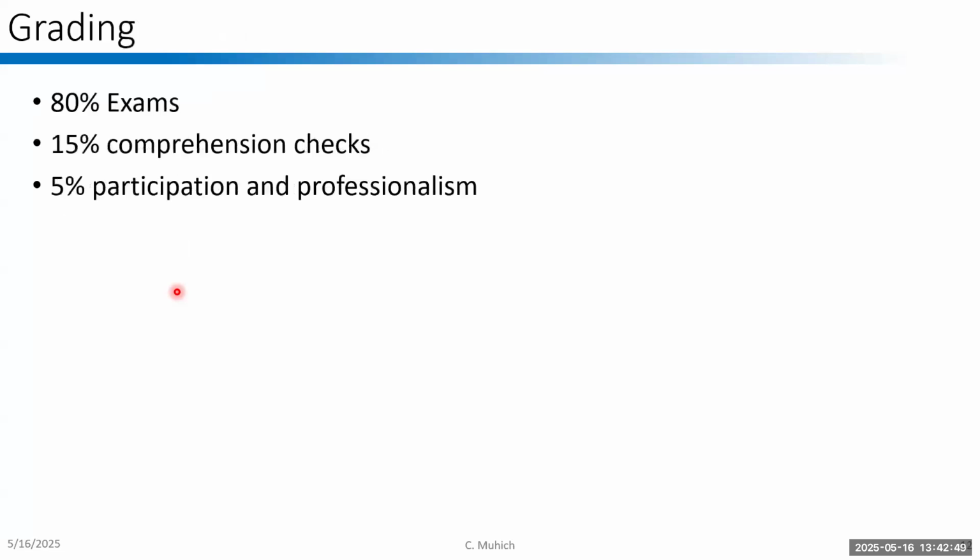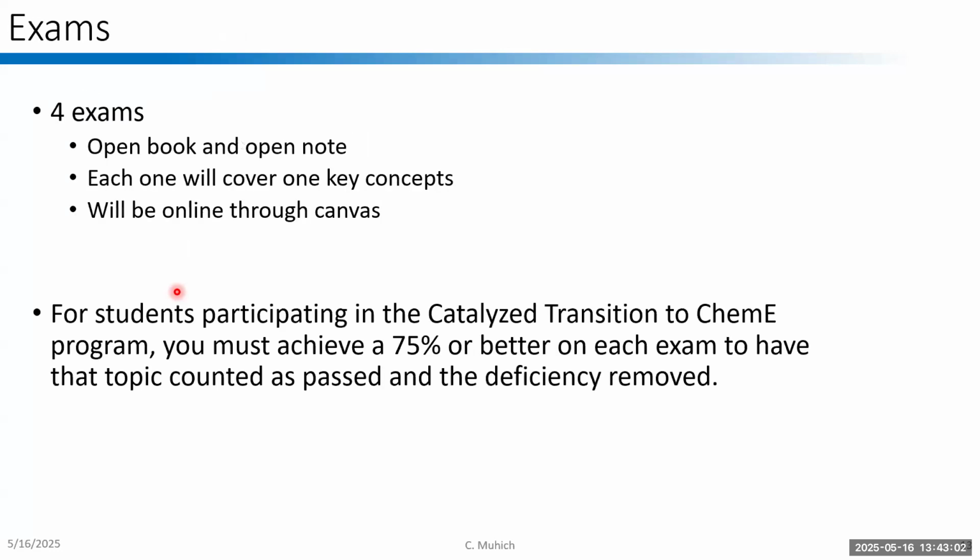Okay, so in terms of grading, the final grades will be assigned based on 80% on the exams, 15% on the comprehension checks, and 5% on professionalism and participation. The exams, like I said, will be open book. There will be 4 of them, open book, open note, each one covering one of those 4 key concepts: fluid mechanics, heat and mass transfer, thermodynamics, and reaction engineering. And they will be assigned online via Canvas.